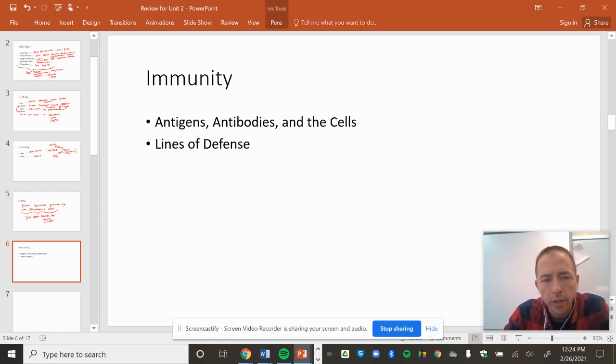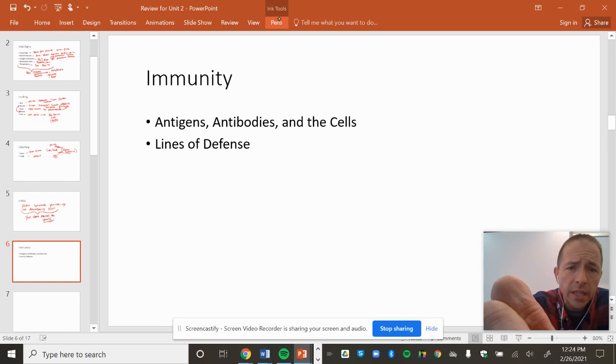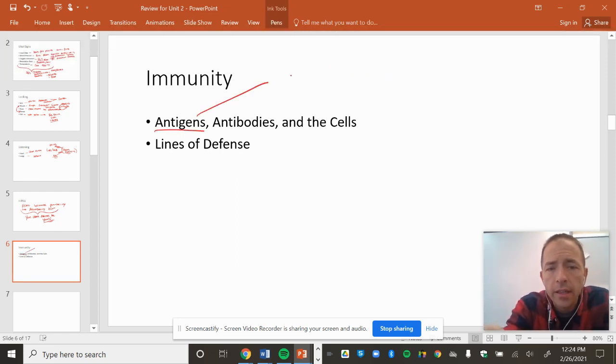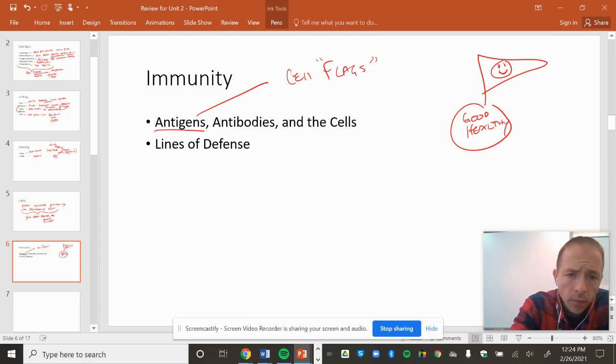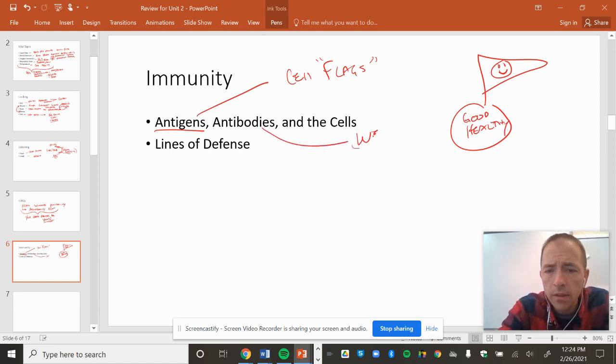We then spun a little bit into immunity and how your body fights diseases. So there are some key things here that students goof up. Number one, antigens. Remember, these are like the cell flags that we talked about. So if we had a cell, we had something sticking off of it that had a picture of you, this is your antigen, right? So this is a good, healthy cell. You'll have a nice, healthy flag that's out there. Antibodies are your weapons against invaders.